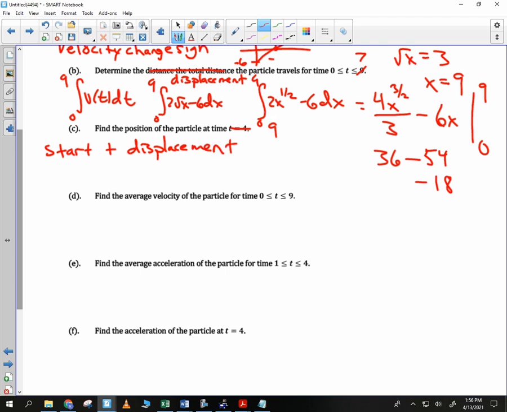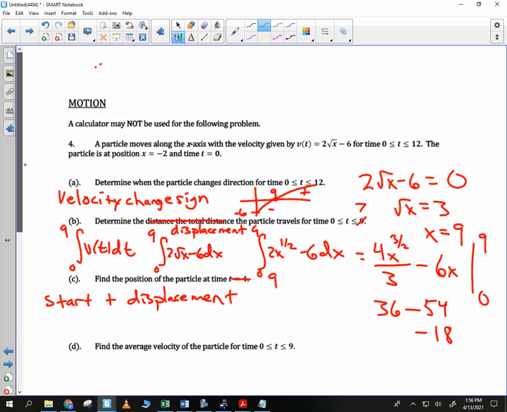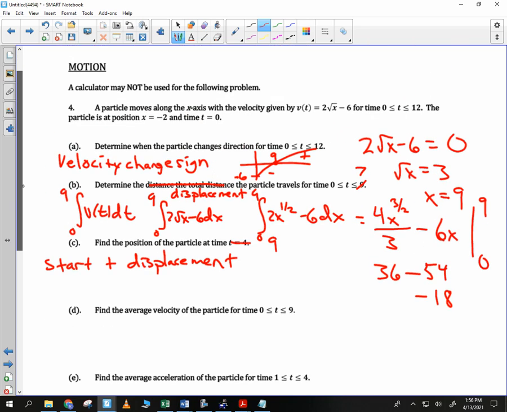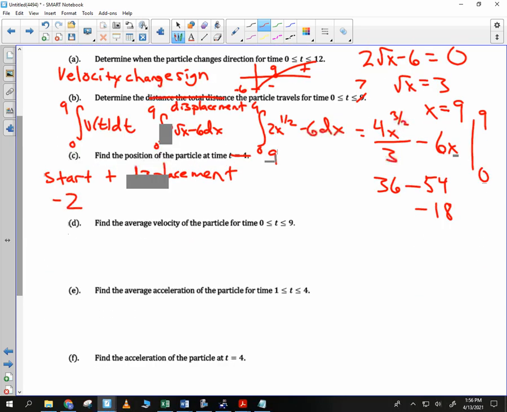So where was the start? Yeah, it says that it starts at -2. So that means -2 plus the displacement, which is the integral from 0 to 9 of v of t dt. Do we already know the integral from 0 to 9 of v of t dt? It's -18. So -2 plus -18 is -20.